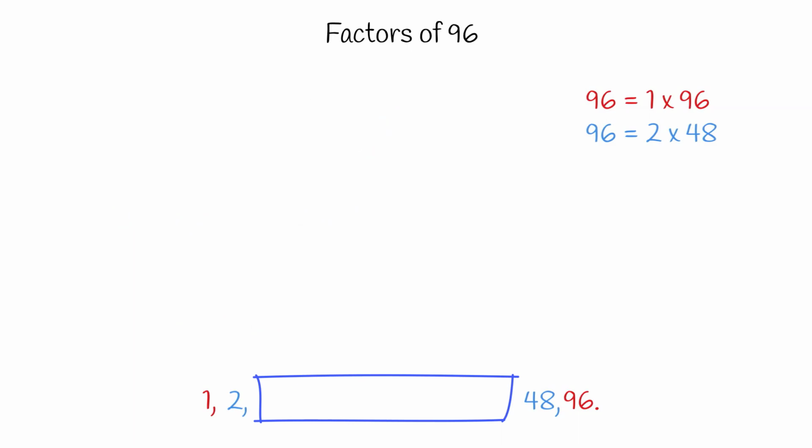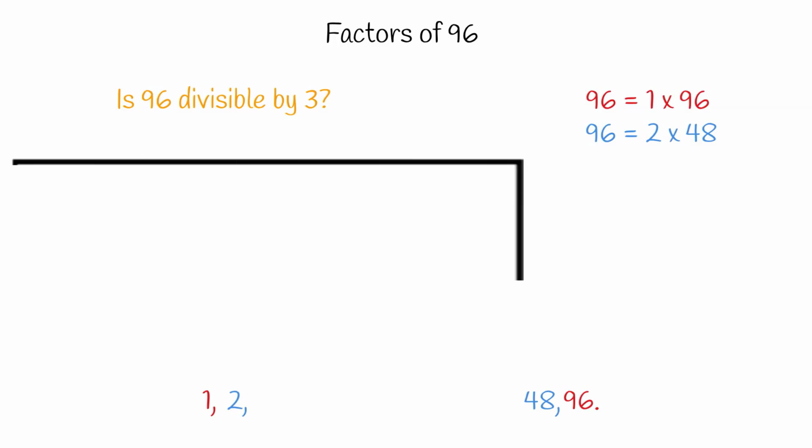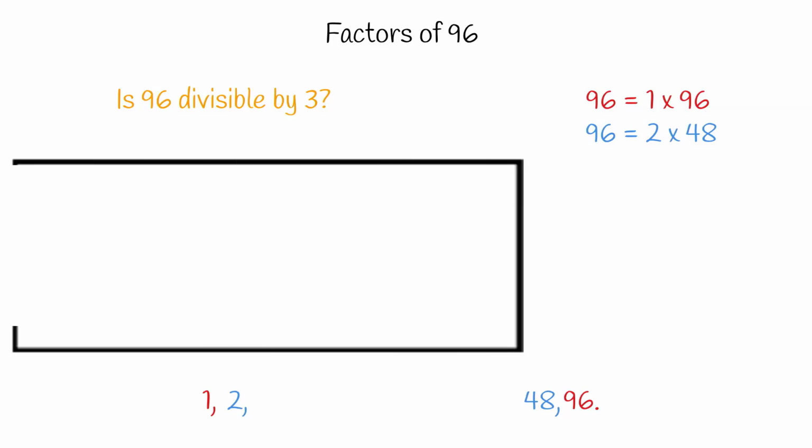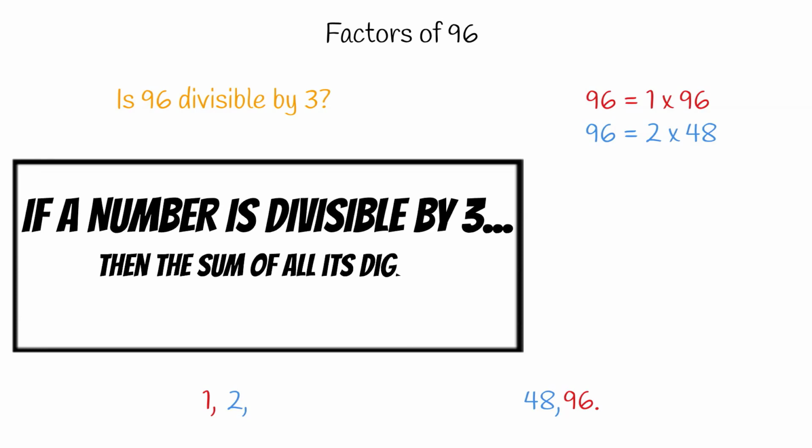So let's figure out whether 96 is divisible by 3. To do this, you can either use long division and work it out on paper, or use divisibility rules. These are really handy to memorize so that you can use them when you start working with bigger numbers. If a number is divisible by 3, then the sum of all its digits should be divisible by 3. So we need to work out whether the sum of digits in 96 can be divided by 3.